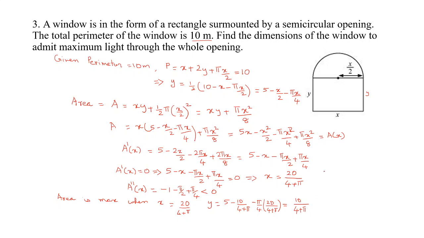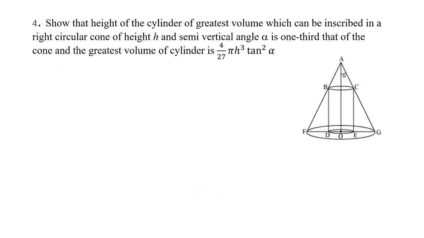So the dimensions of the window, the length and breadth of the rectangle, should be 20 by 4 plus pi and the breadth is 10 by 4 plus pi meter respectively. So the radius of the semicircle should be half of this, so it will be 10 by 4 plus pi. So these are the dimensions of the window which allows maximum light. So now we move to the next problem.